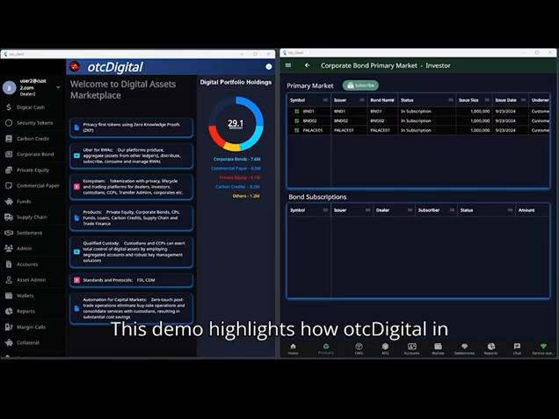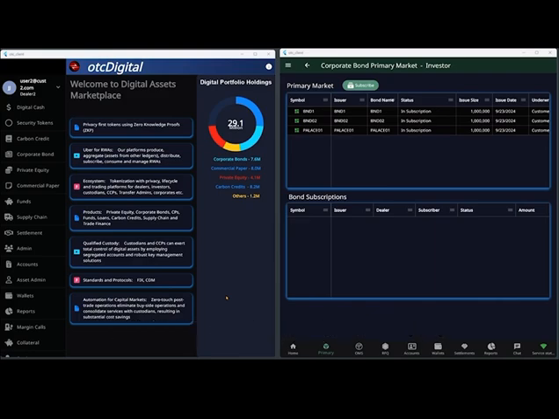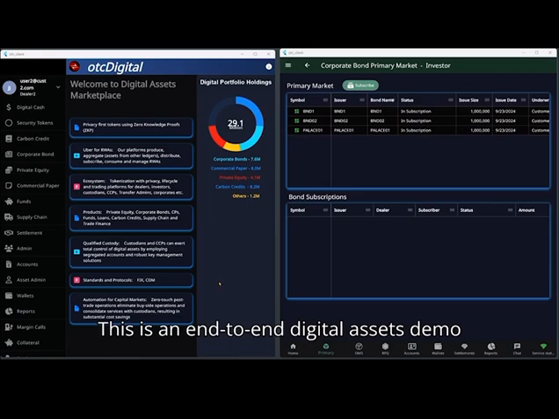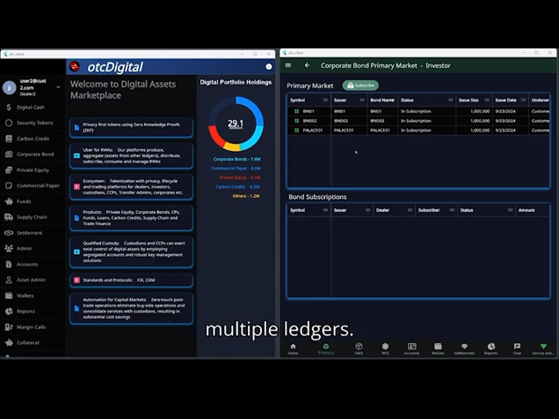This demo highlights how OTC Digital, in collaboration with Onera, has built a working Finternet, a unified ledger for digital assets. This is an end-to-end digital assets demo where we show how dealers, investors, and custodians interact with each other in the life cycle of digital assets on multiple ledgers.